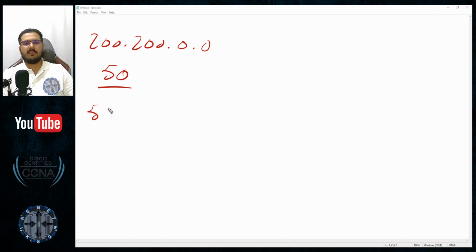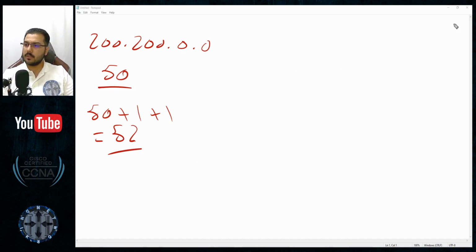Okay, so if it was as simple as that, then I will do something. You have only 50 employees? Good. And we will definitely need the network ID and the broadcast ID. So actually you need 52 IP addresses, so you need a subnet mask that fits 52 IP addresses. I will draw the chart of the binary: 1, 2, 4, 8, 16, 32, 64, 128, 256.